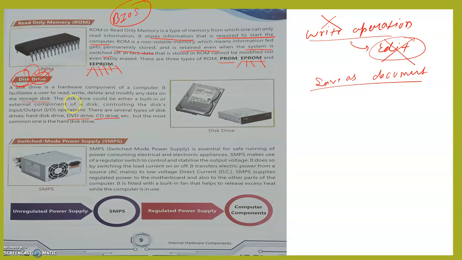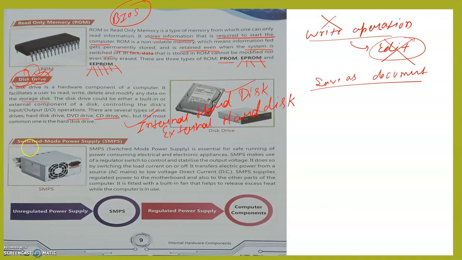This disk drive could be either a built-in or external component, maybe a hard disk drive, that may be your internal storage or external storage. You can store your data and modify your data externally also by using an external hard disk drive. There are two types of hard disks, as you know very well: internal hard disk or external hard disk. The external hard disk is not in your computer system, we use it externally. And the internal hard disk is already given in your computer system.